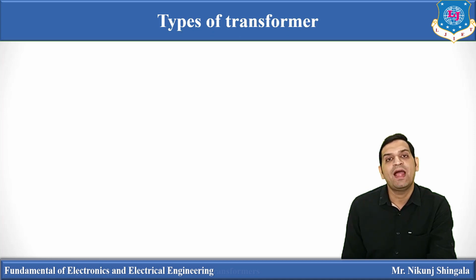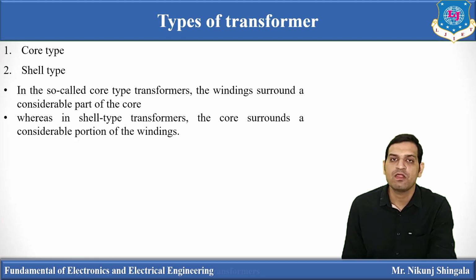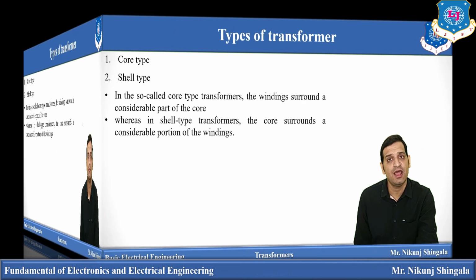Now, types of transformer. Based on how the winding is done in the transformer, it can be classified into two types: core type transformer and shell type transformer. In core type transformer, winding surrounds the considerable part of the core. So winding is around the core, and in shell type transformer, the core surrounds the considerable portion of the winding. So in this case, core surrounds the winding. In the core type, winding surrounds the core. So this is the basic difference between core type and shell type.